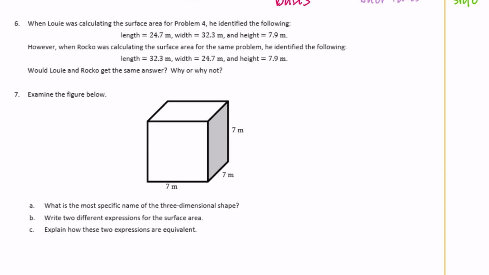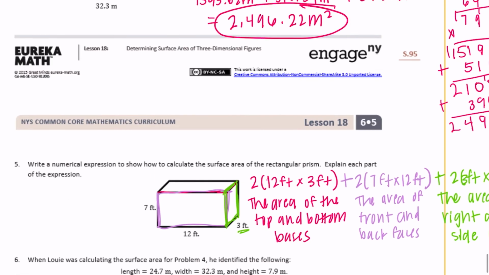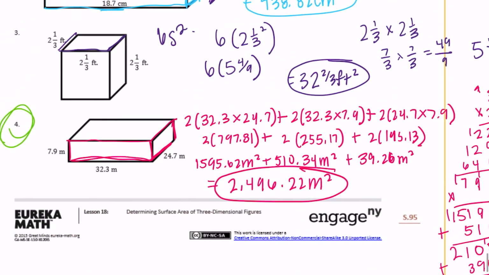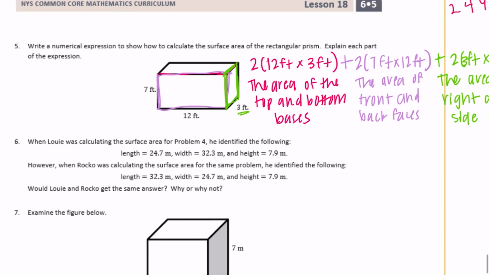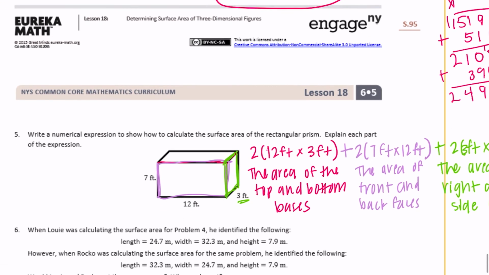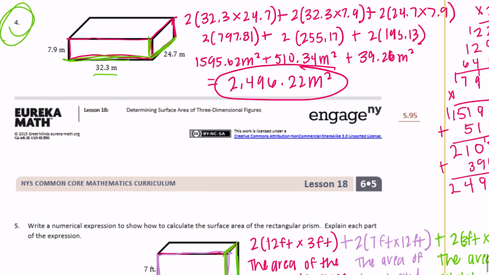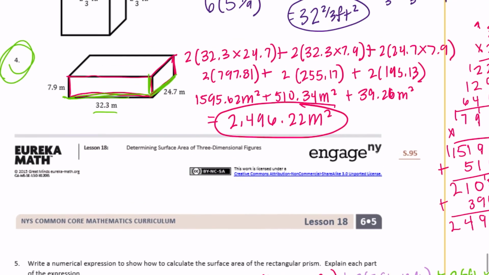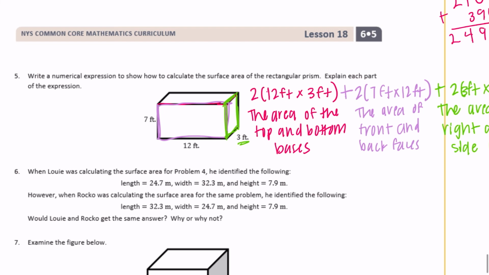When Louis was calculating the surface area for problem 4, he identified the problem. So back up here to problem 4. He said the length is 24 and 7/10. So he identified this as the length. The height, or the width, is 32 and 3/10. So he said that's the width, and then he must have said that the height is 7 and 9/10. However, when Rocco was calculating, he said the length was 32 and 3/10. The width is 24 and 7/10. And the height is 7 and 9/10. So who's right? Would Louis and Rocco get the same answer?